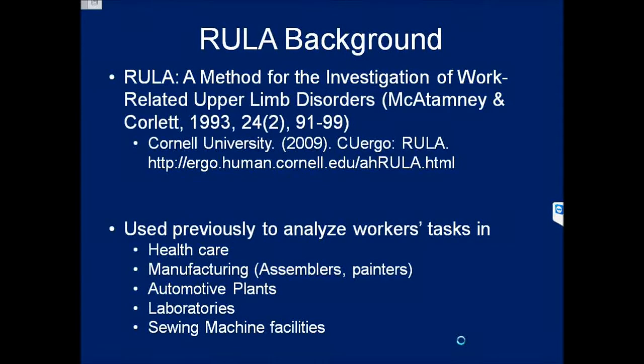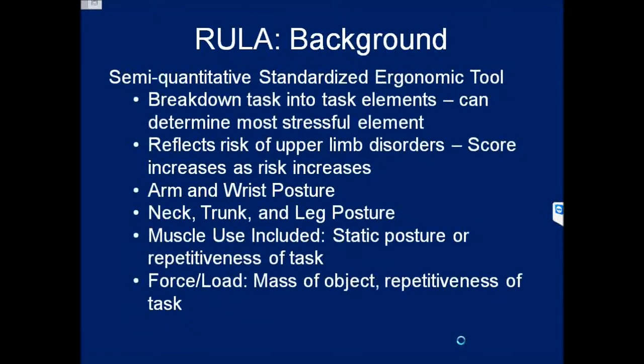But it's semi-quantitative. You're able to break a task down, and I would advise you to do this. If you have a big task that has different aspects to it, you can break it down into small task elements. And so you can determine which part of the overall task is the most stressful. And the score definitely has been shown to reflect the risk of upper limb disorders. And the overall score involves your arm and wrist posture, neck, trunk, and leg postures, your muscle use, how repetitive it is, and the force and load of what you're holding.